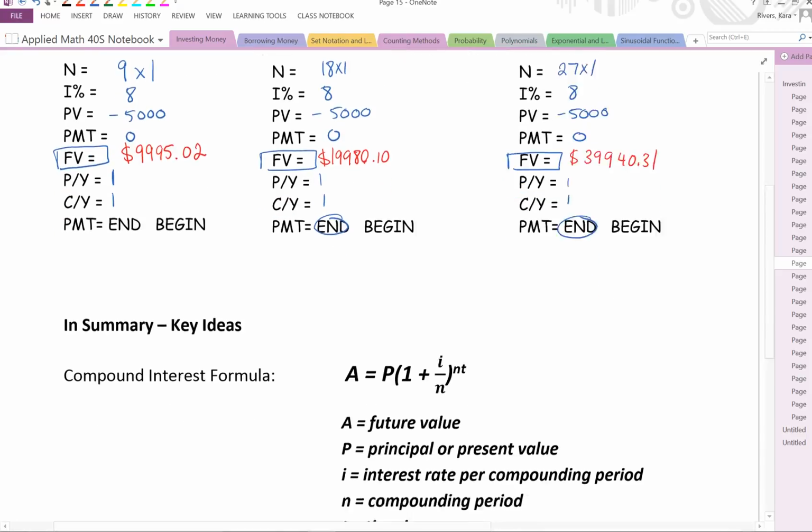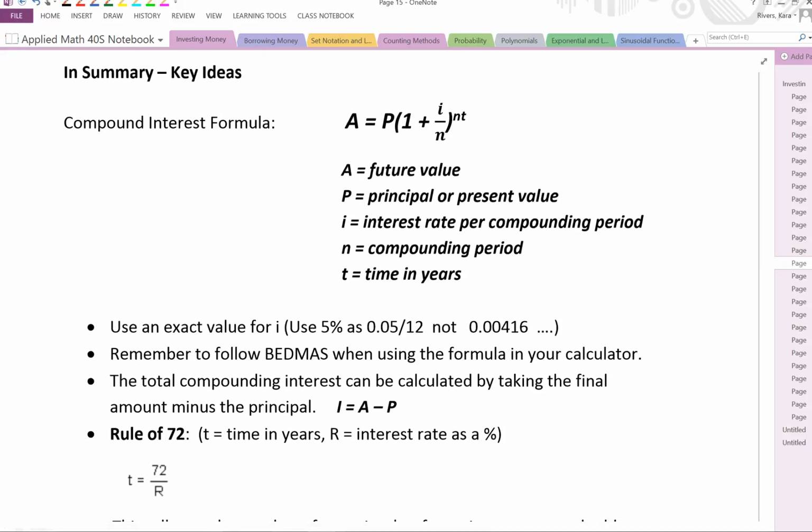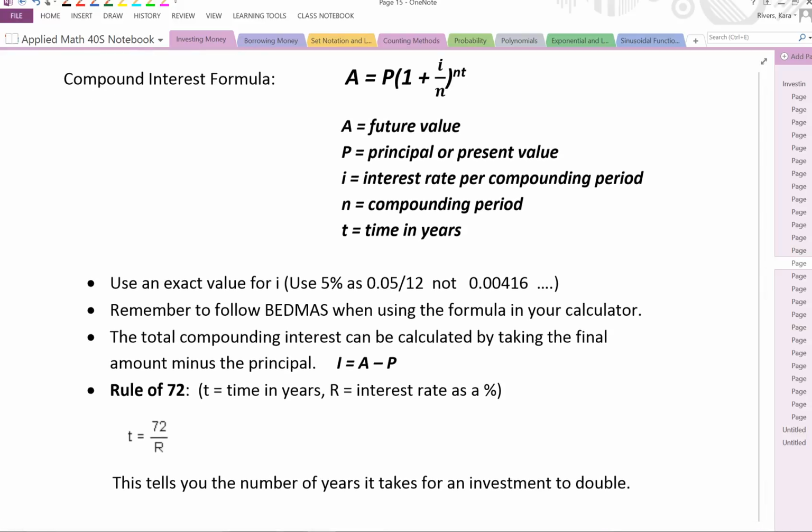All right, so in summary down here we can see from both lessons, part 1 and part 2, we've got our compound interest formula, right? Use exact value. For I, you're using 5% as 0.05 divided by 12, not a rounded value. So when you're putting it in as a decimal, try to put it all in one shot. And we were practicing that, putting that in our calculator in one step. Remember to follow BEDMAS. Order of operations matters, so make sure you're using your brackets in the calculator. Know that I, your interest, is your future value minus your principal, so that's how much your interest is. Your rule of 72 works for estimating your doubling time when that rate is given as an annual rate.